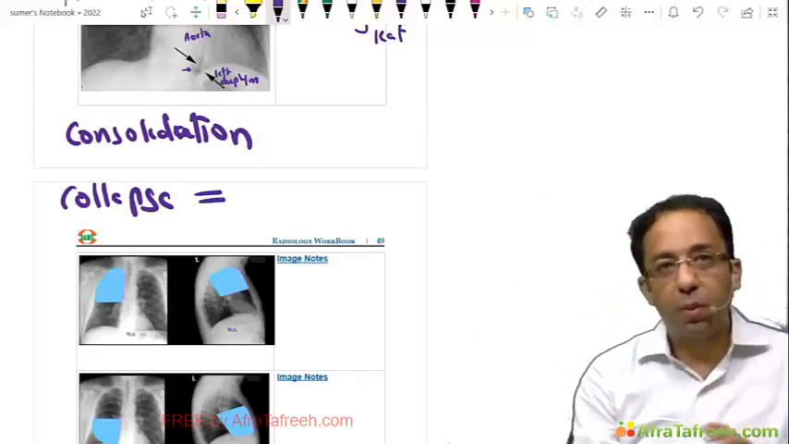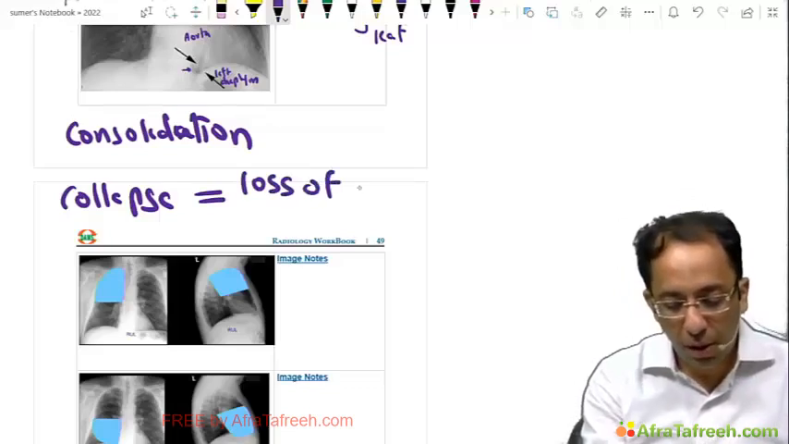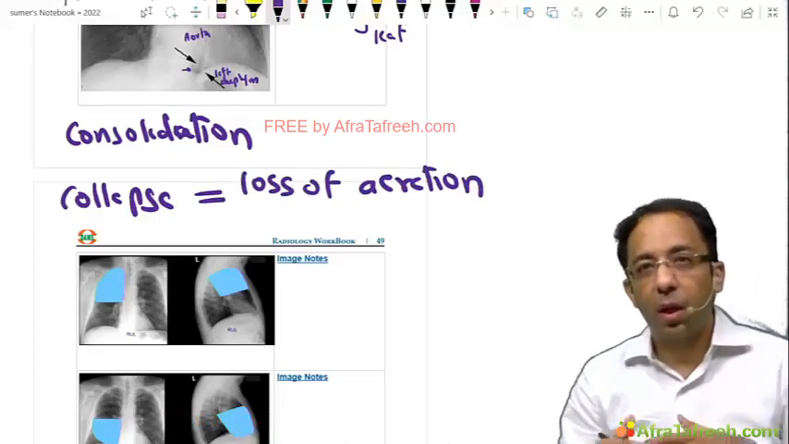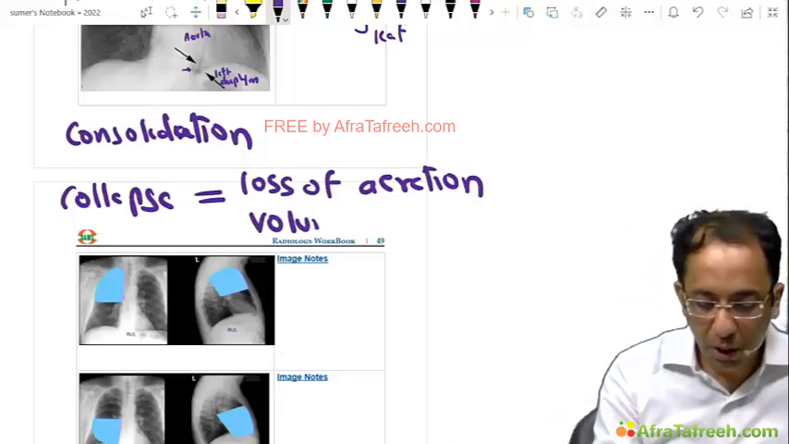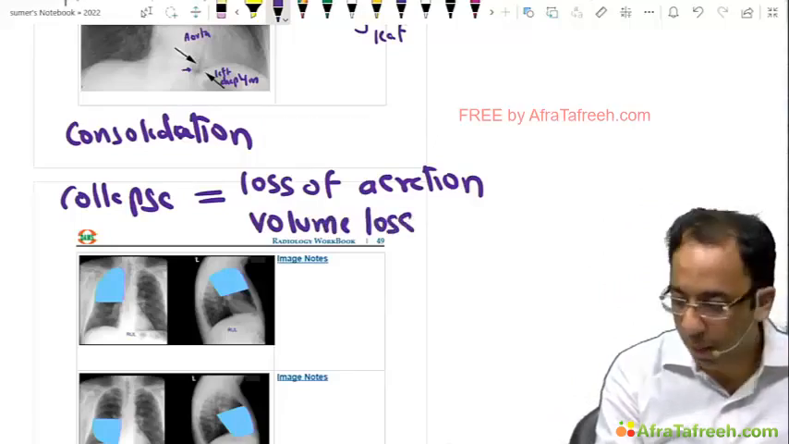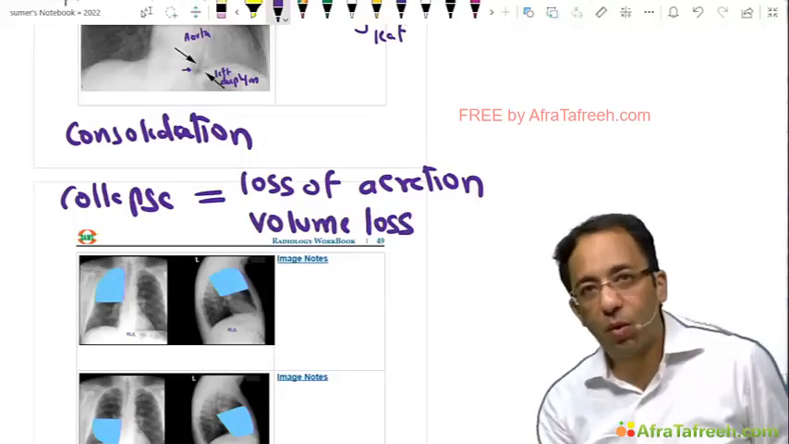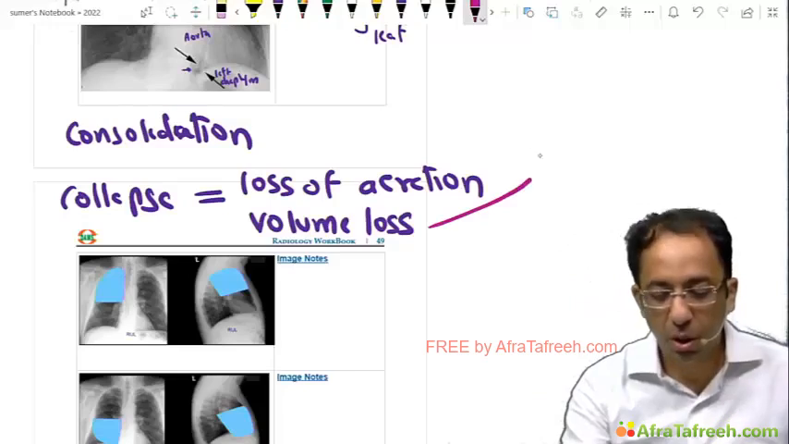Now I want you all to listen to me. Collapse means that there is loss of aeration. That means the air in the lung lobe is lost. And because the air is lost, there is also volume loss evident on the x-ray. Collapse means there is loss of aeration and volume loss. And how will you know if there is volume loss?